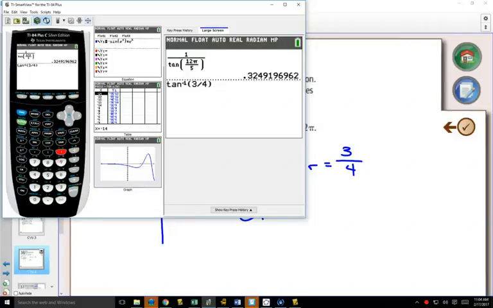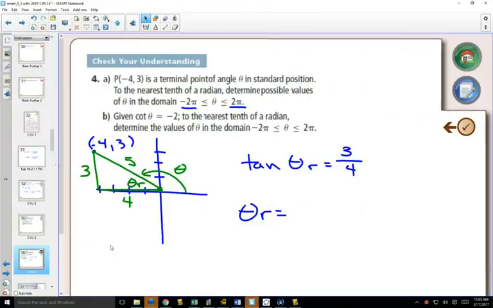But now our reference angle, when we push enter, it doesn't show up as an angle that we're used to. We're used to something between 0 and 90 degrees, and we felt comfortable with that. Now we're going to get a number between 0 and 1.57, because that's what 90 degrees is in radians. And so our reference angle is 0.644. I'll just keep all the decimal places for now.